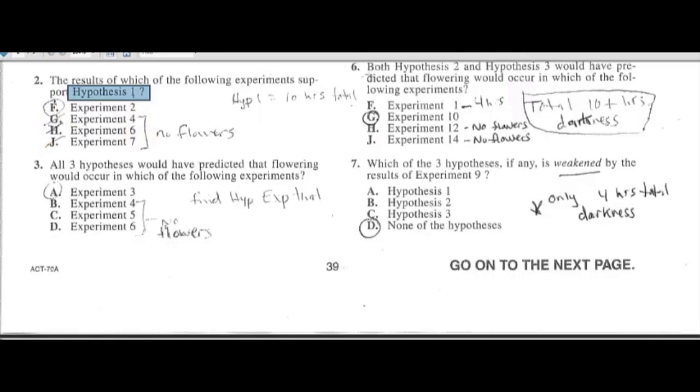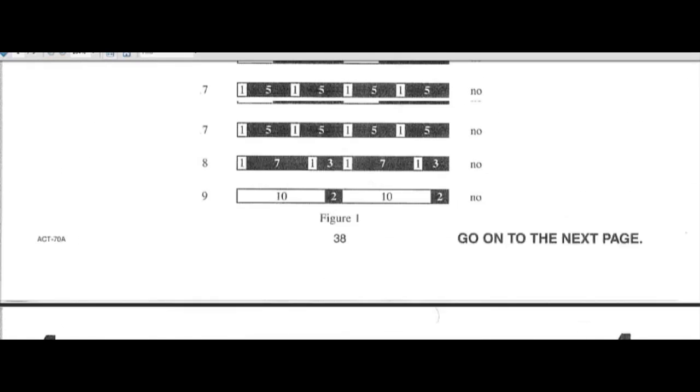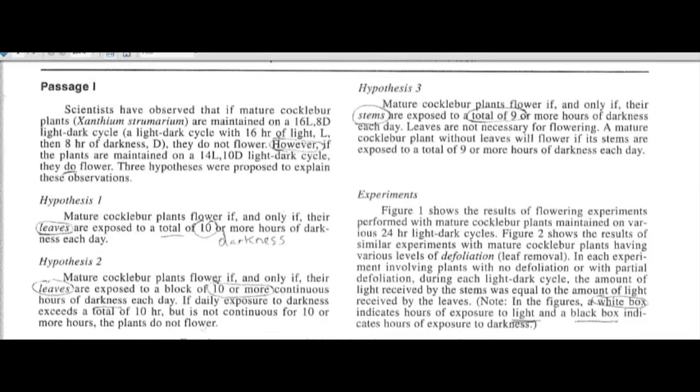So let's go ahead and find out what hypothesis 1 says. When we scroll back up to the top and look at hypothesis 1, it says mature cockleburs flower if and only if their leaves are exposed to a total of 10 or more hours of darkness. We need to find in the specific experiments a bar that has 10 or more hours of darkness each day.